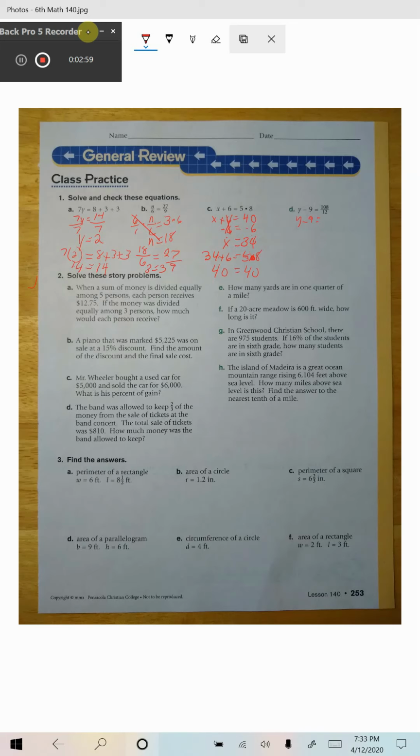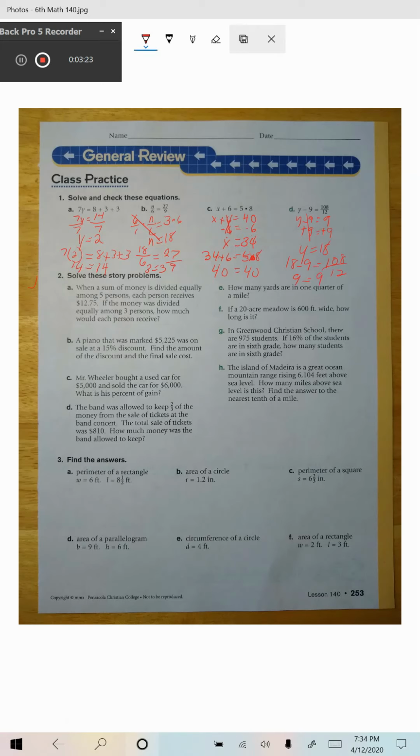All right, y minus 9 equals 108 over 12. 12 times what is 108? 9. All right, so plus 9, plus 9. So now I'm left with y equals 18. So does 18 minus 9 equal 108 over 12? Well, this is 9 and this is 9. So we're good to go.